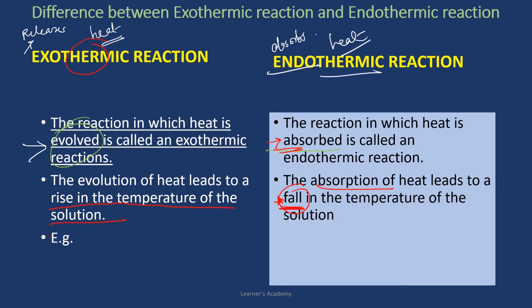Now, an example of an exothermic reaction: calcium oxide, which is a solid. So you have to write everything. Please don't skip this. It reacts with water, and when calcium oxide reacts with water, we get calcium hydroxide, which is aqueous, plus heat is produced. When this reaction takes place, heat is produced. So that is why this is an exothermic reaction.